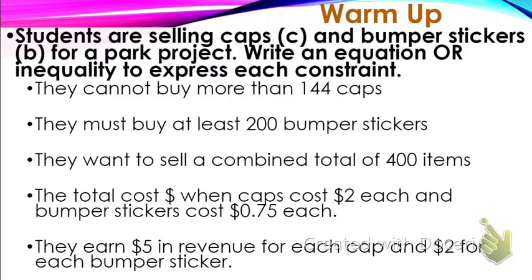Let's go through these different constraints. For the first one, they cannot buy more than 144 caps. Am I writing an equation or an inequality here? Inequality. It says they cannot buy more than 144 caps. Which variable should I use here? C. So I know I need the C. I know I need 144.